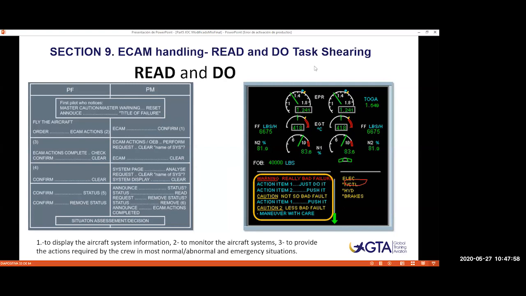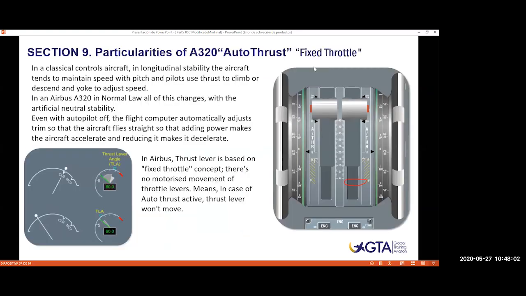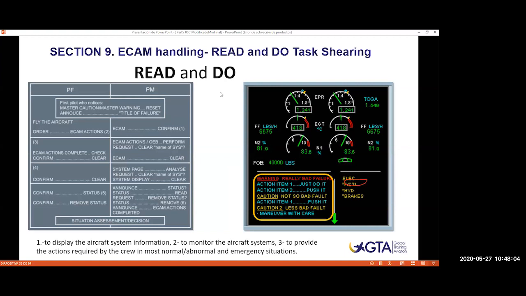Okay, one of the things that, oh, I'm sorry, we are already past. So you remember that we talked a little bit before about task sharing, the figures of pilot flying and pilot monitoring. We are going to introduce a little bit something else on this one.